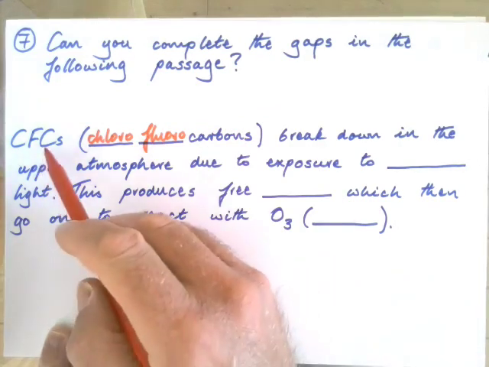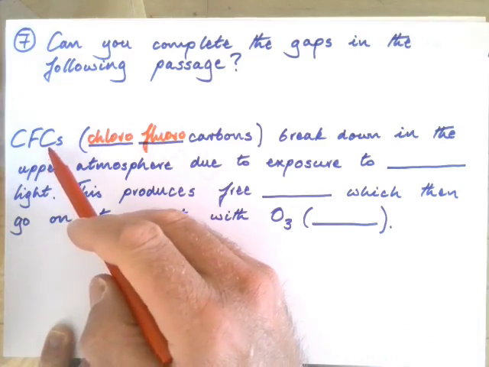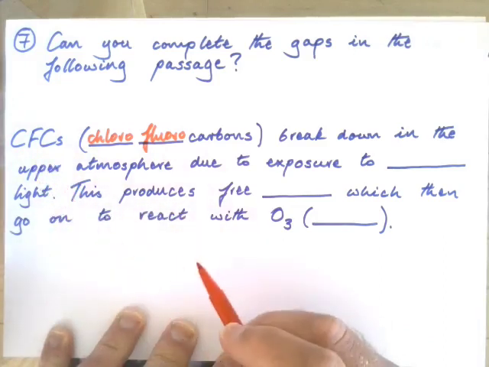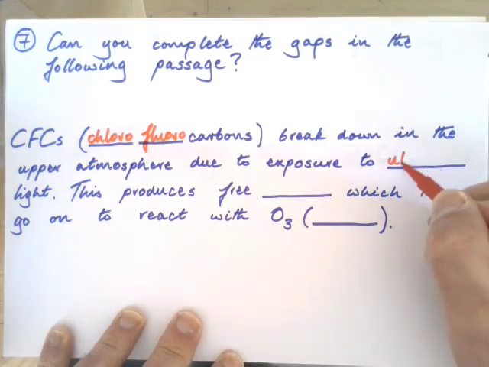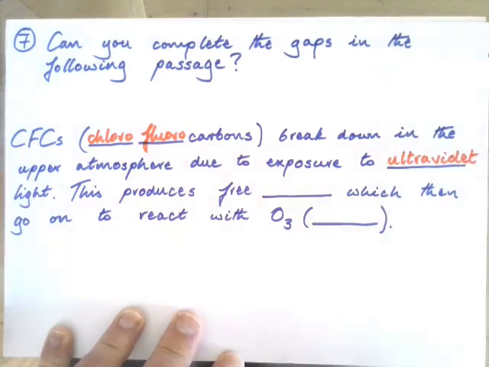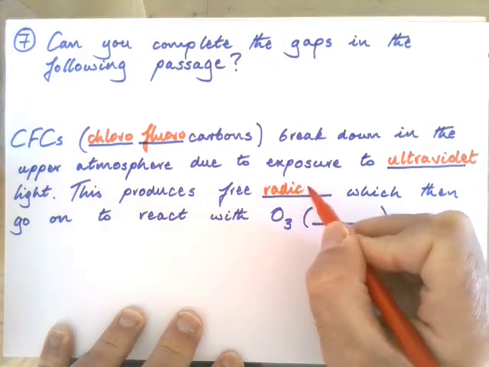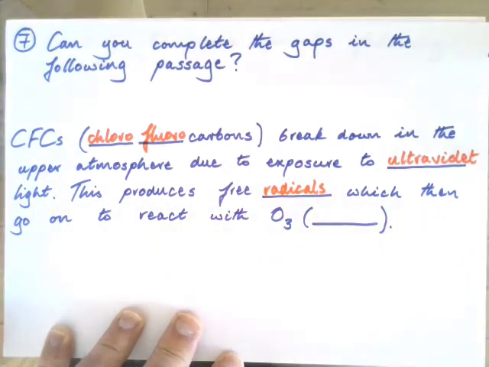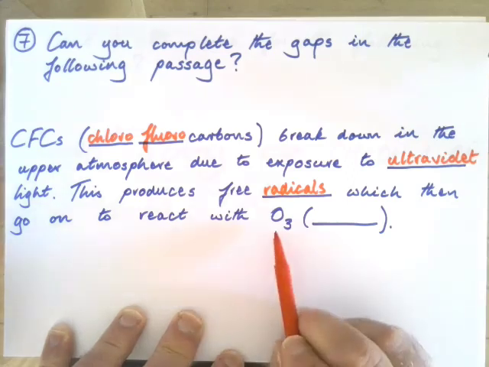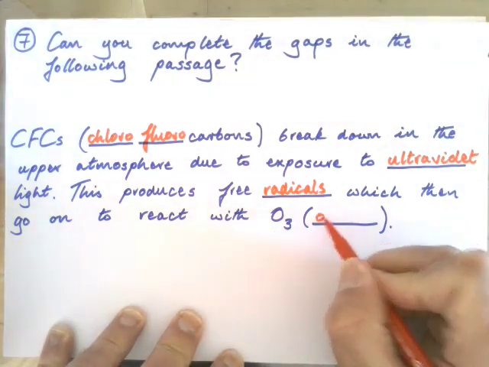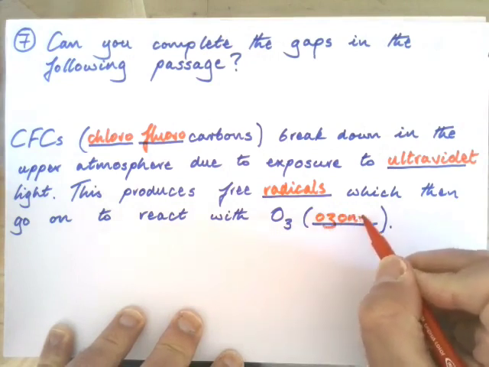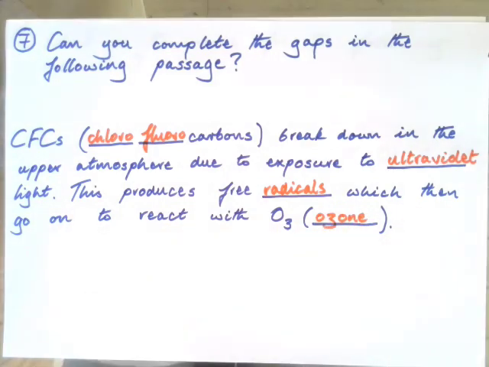So these molecules are very, very stable lower down in the atmosphere, but as soon as they get up to the upper atmosphere, they're exposed to ultraviolet light, and that will cause these molecules to break down. When they do break down, they're producing free radicals, and as hopefully you know, these are extremely reactive species. And what are they going to react with? Well, there's not a great deal up there in the upper atmosphere, but there is quite a lot of O3, and that is ozone.